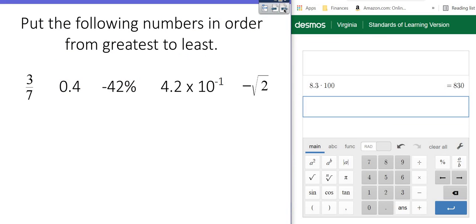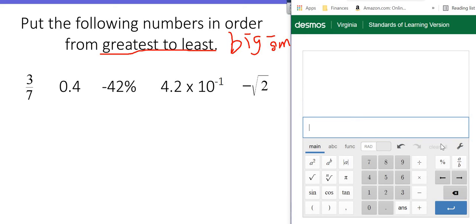Okay? All right, the next one says put the following numbers in order from greatest to least. So that means we want to start with big and go to small. All right? So again, the first thing I'm going to do is convert all of the numbers, if they aren't percents, to percents. So let's start with 3 divided by 7.